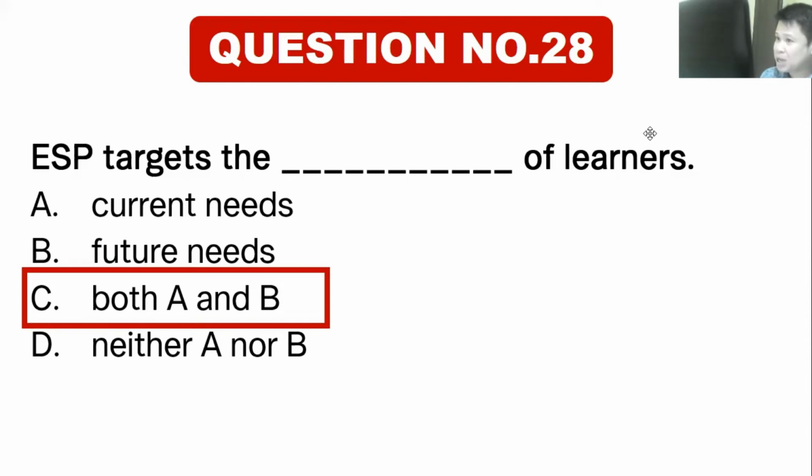It's EAP, English for academic purposes, and English for professional purposes. So we have business English. We have English for doctors, English for lawyers, English for engineers, English for nurses. So ESP targets both the current needs and the future needs of learners.